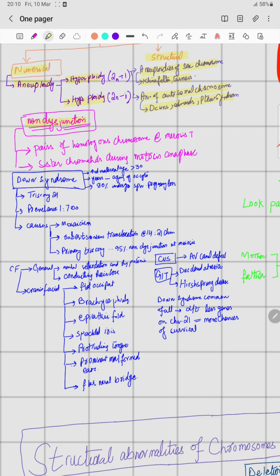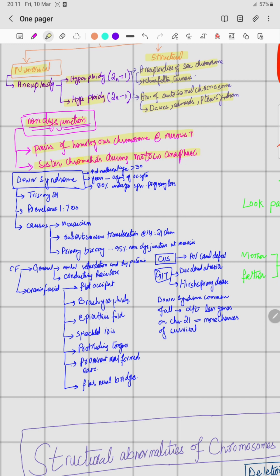One of the most important causes is non-disjunction, involving the pairs of homologous chromosomes at meiosis 1 and the sister chromatids during mitosis anaphase. There are two most important points where non-disjunction occurs and leads to aneuploidy. Number one is the pair of homologous chromosomes at meiosis 1, and the second is the stage when the sister chromatids separate during mitosis.